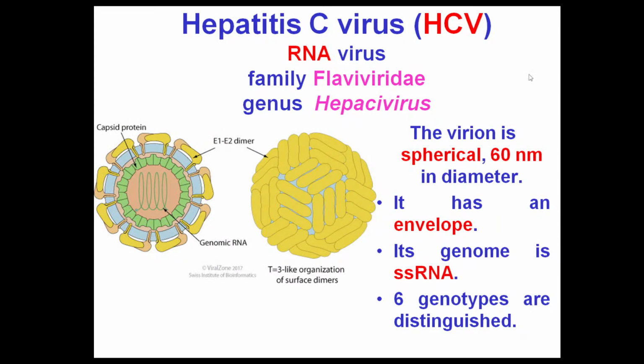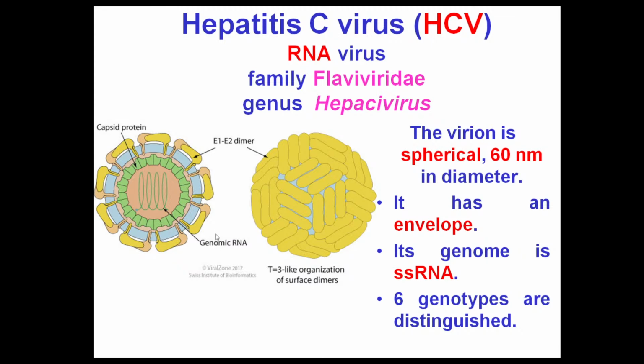Now, my dears, hepatitis C virus, family Flaviviridae, and genus Hepacivirus. It is spherical, 60 nanometers in diameter, and the envelope is made up of the cell membrane and the envelope glycoproteins called E1 and E2, which usually form dimers on the surface of the envelope. And inside we have a single-stranded RNA molecule.